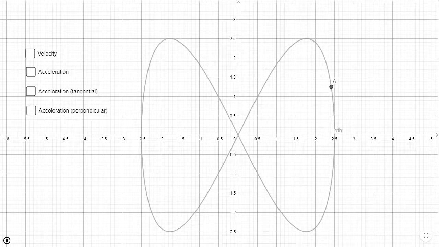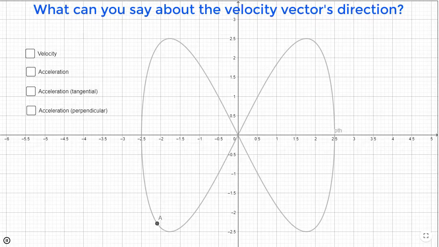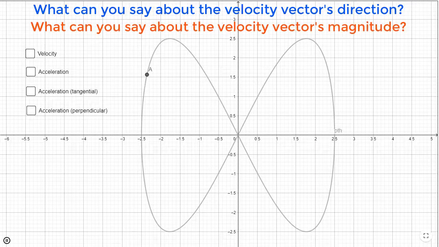Now, as you watch the object move along this path and the way that it's moving here, I want you to imagine what the velocity vector looks like. Can you see the velocity vector in your mind? What can you say about the direction of the velocity vector? And what can you say about the velocity vector's magnitude? Right? Think about this. Let me pause right about here.